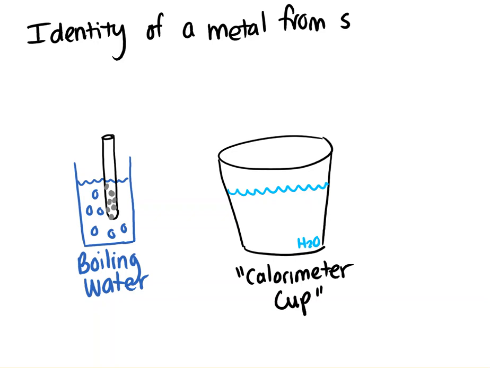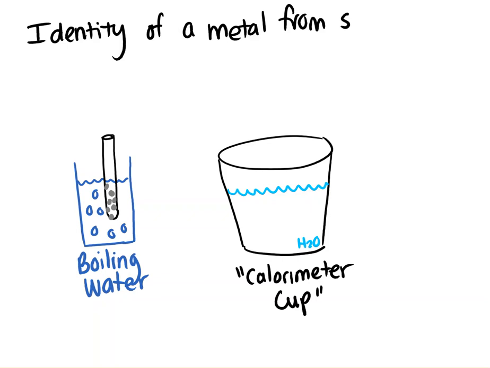The first experiment we're going to do is to determine the specific heat of a metal. And specific heat is just the relationship between the amount of heat gained or lost and temperature change per gram of the substance. Anyway, we need to pay attention because in this experiment there are two places that you have water and you can't get those confused.